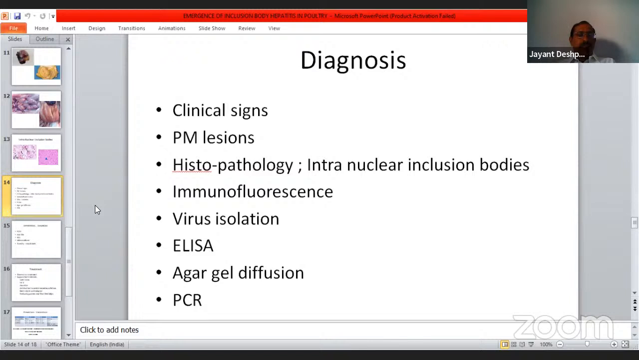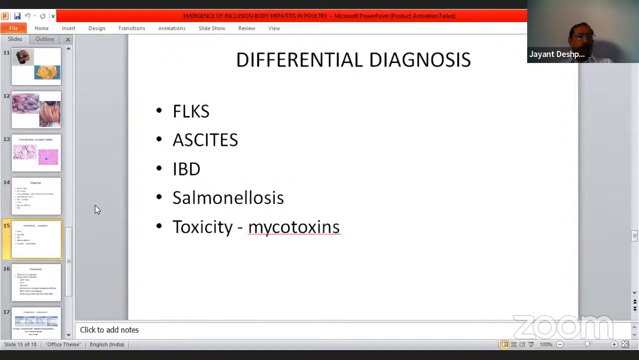Then virus isolation, ELISA, agar gel diffusion, and PCR. And again, we can identify these strains based on genotype analysis. We can identify the different types of serotypes which we can see. So PCR is one which is very handy to identify the strains, and the definitive diagnosis can be made.